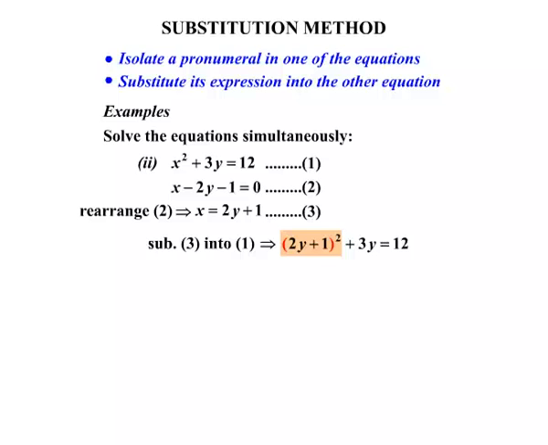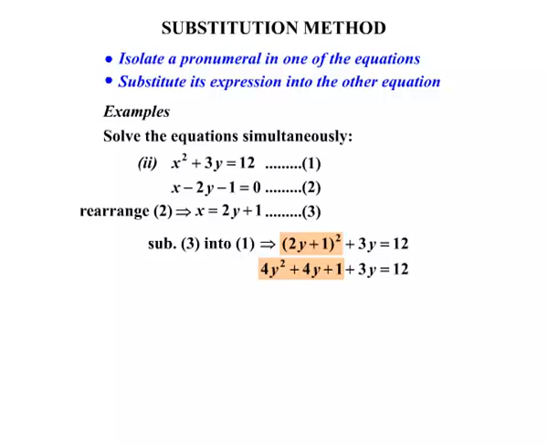Okay, that 2y plus 1 is being squared. Of course, make sure it's in brackets. If you haven't got it in brackets, there will be problems. I guarantee it. So let's expand that. We get 4y squared plus 4y plus 1. That's the perfect square expanded. Then we have plus 3y equals 12.